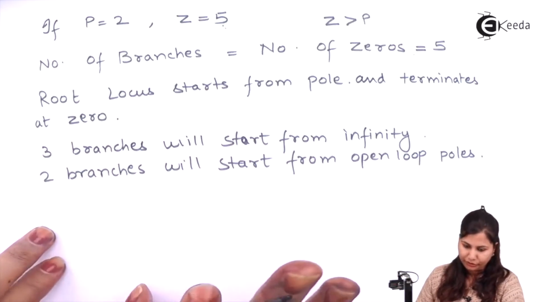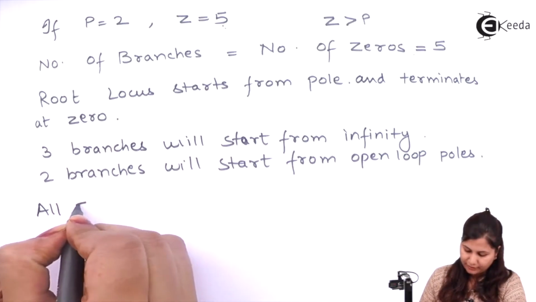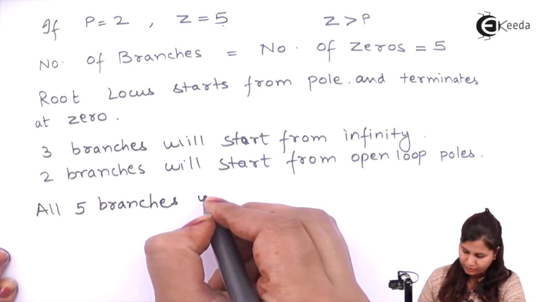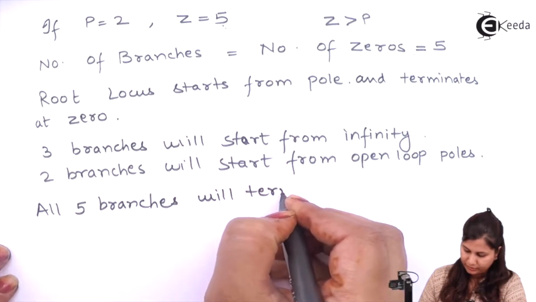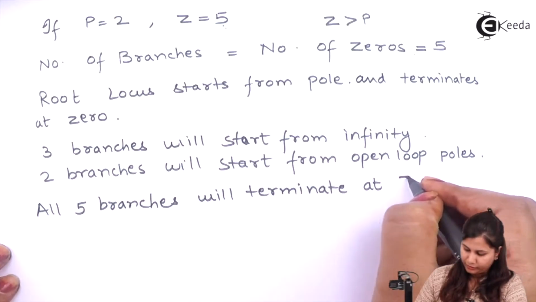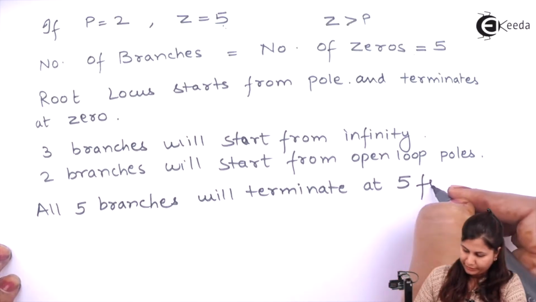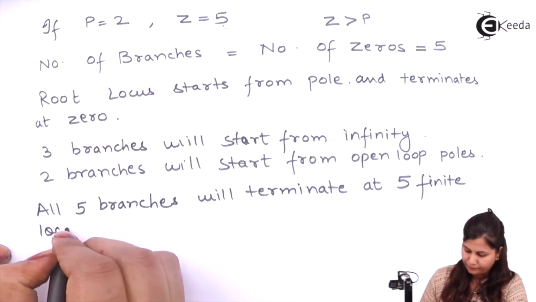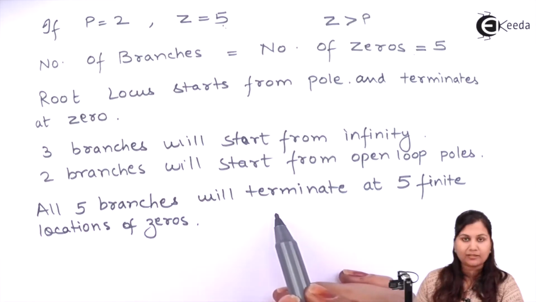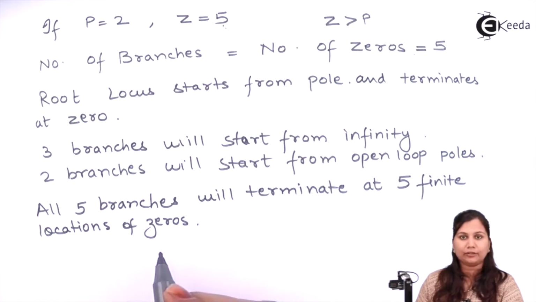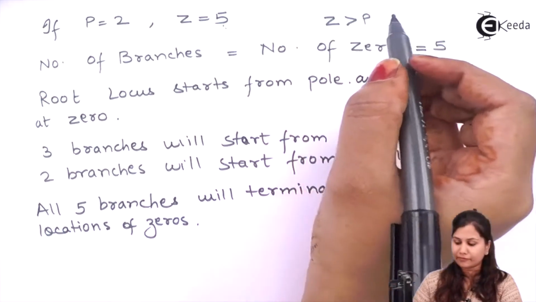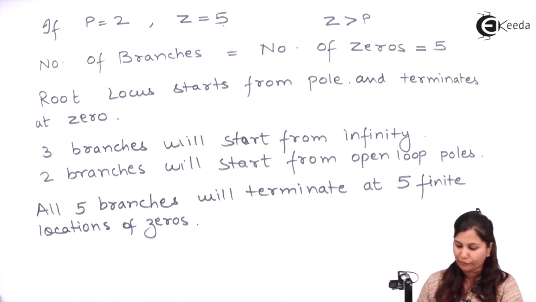And how are they going to terminate? All the five branches will terminate at the five finite locations of zeros. So this was the case when we have the number of zeros greater than the number of poles.